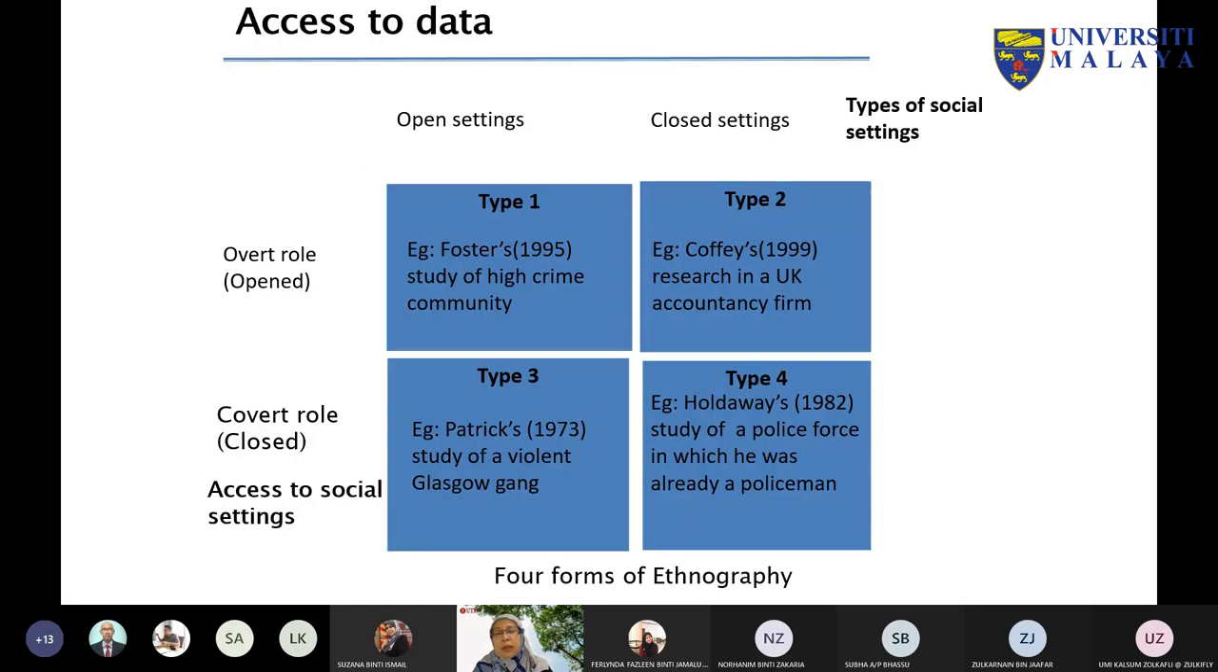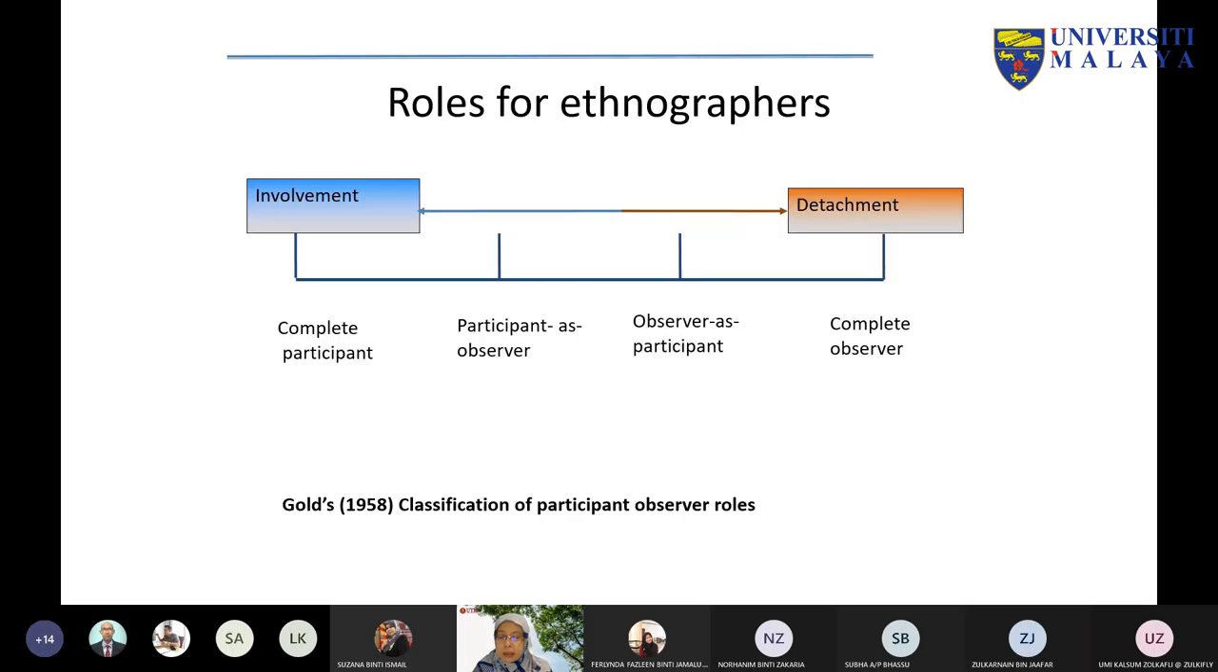What is overt role and covert role? Overt involves the researcher declaring to their participants what they are doing. Covert means they don't know you are researching them. So that is covert role. You need to choose between these four types of design: overt role in closed setting, overt role in open setting, covert role in open setting, which one? Same like the case study approach.